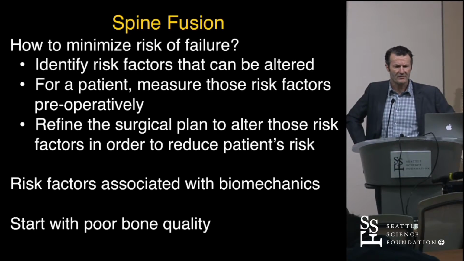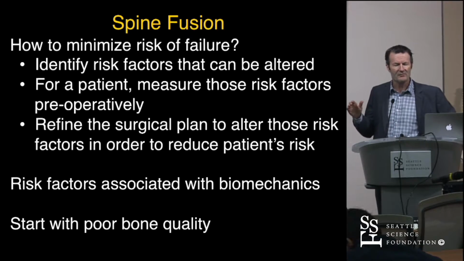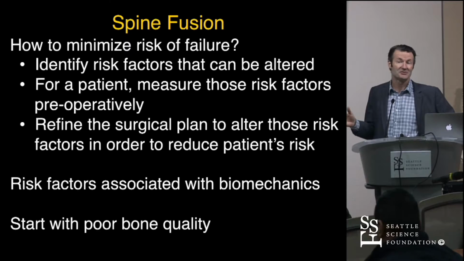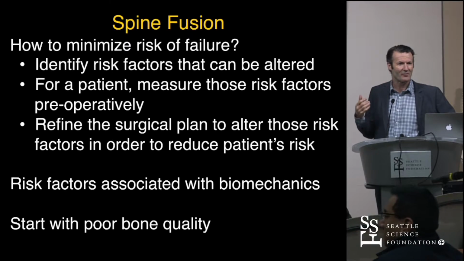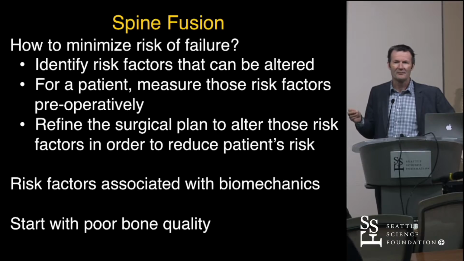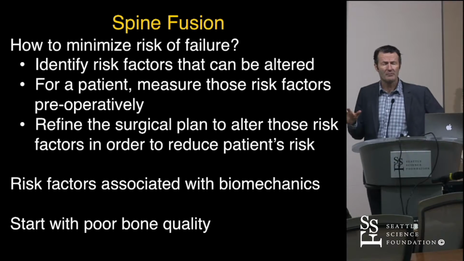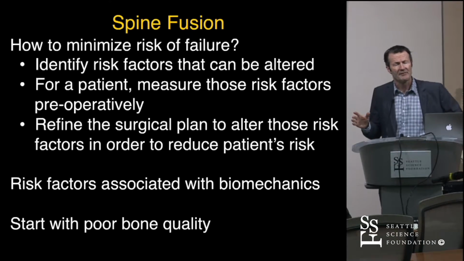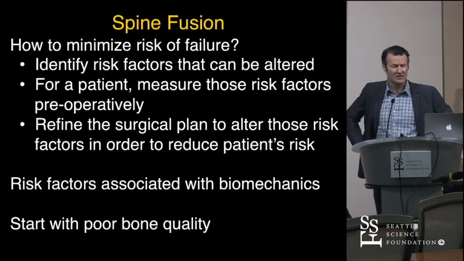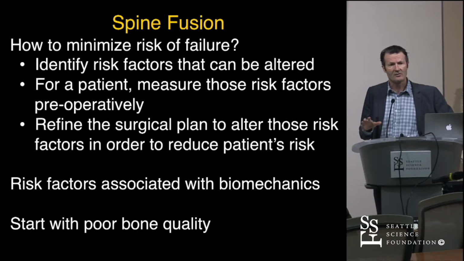So for example, there may well be risk factors that you know about that you can't change, and you just have to live with that. So from a very practical perspective, you want to zero in on the risk factors that you can change, and then evaluate how much you can change those risk factors and how much that will reduce the risk. You may be able to alter some risk factors that have very low effect on risk, and it's not going to affect your surgical outcome much. So I'm going to focus on risk factors associated with biomechanics. I'm going to even focus more on risk factors today just associated with poor bone quality.